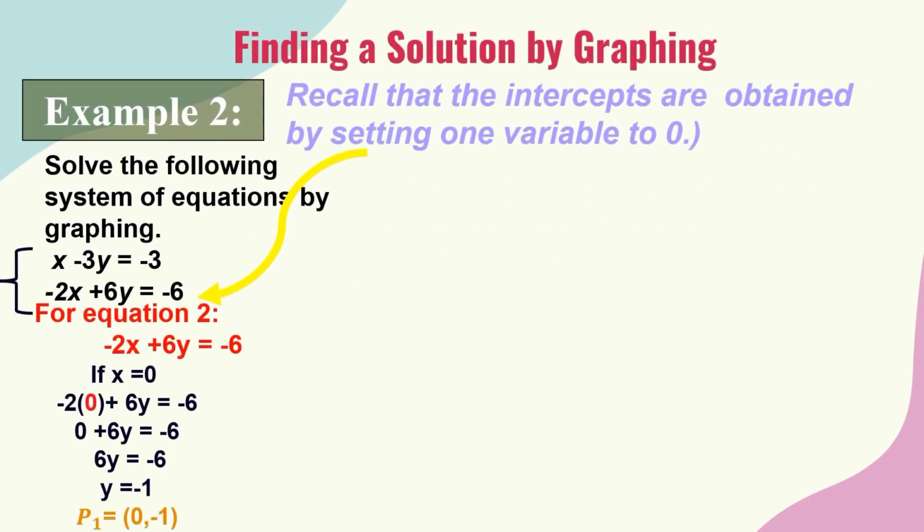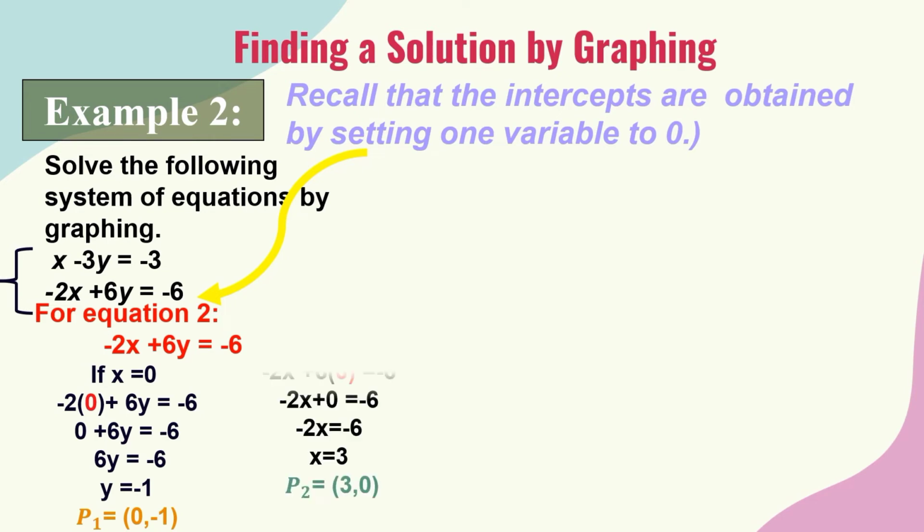Moving forward, for our equation 2, negative 2x plus 6y equals negative 6. Again, recall that the intercepts are obtained by setting one variable to 0. So if x is 0, we have negative 2 times 0 plus 6y equals negative 6. 0 plus 6y equals negative 6. 6y is negative 6. Divide both sides by positive 6, therefore y is negative 1. So the first point for our second equation is (0, negative 1).